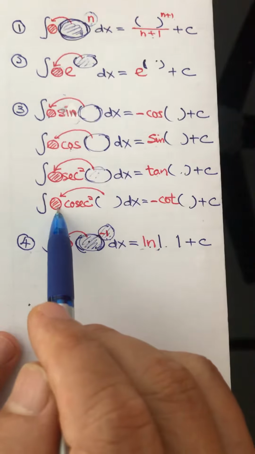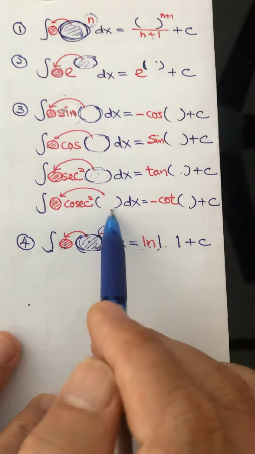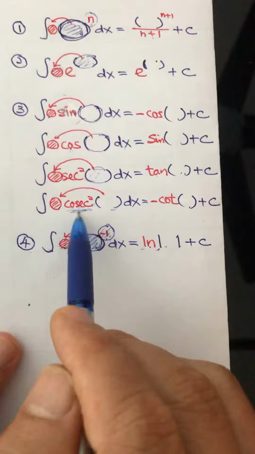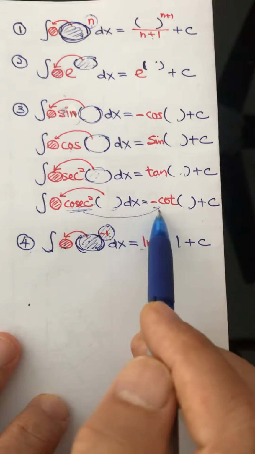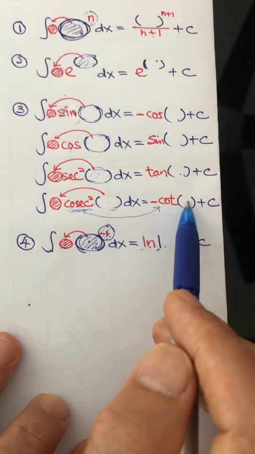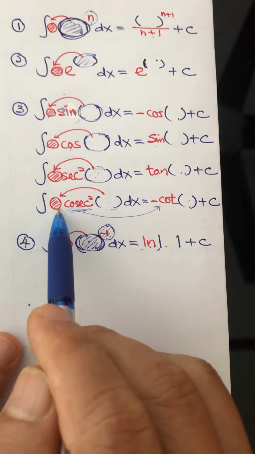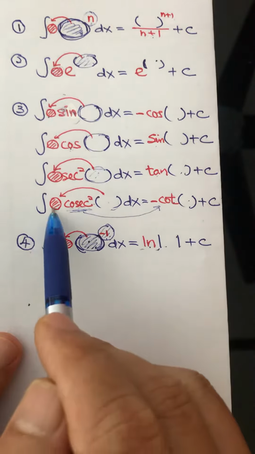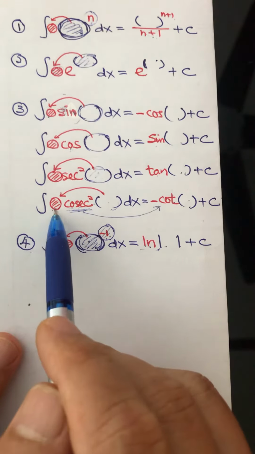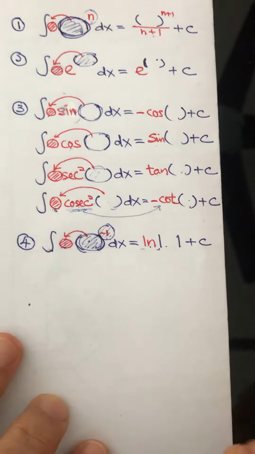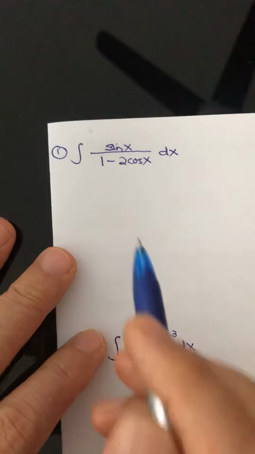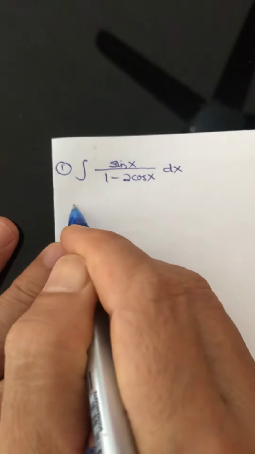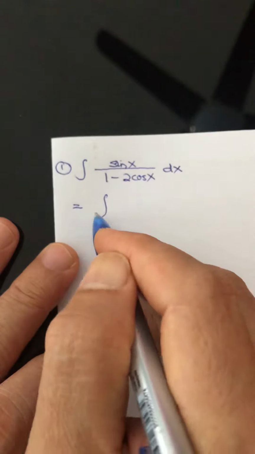Finally, this one, cosecant square. The function is cosecant square, and your change will become negative cotangent. Same bracket, and you must have this. Without this, your change is wrong. This is a must, the required condition. Okay, so now I give you an example. You see, like this one. Actually, we can write it like this.